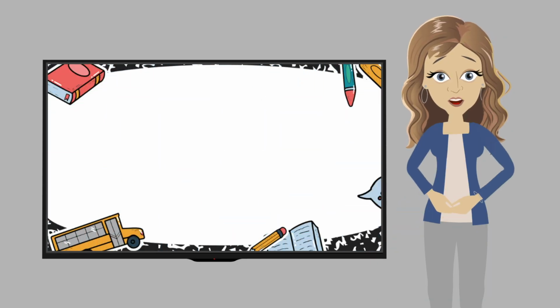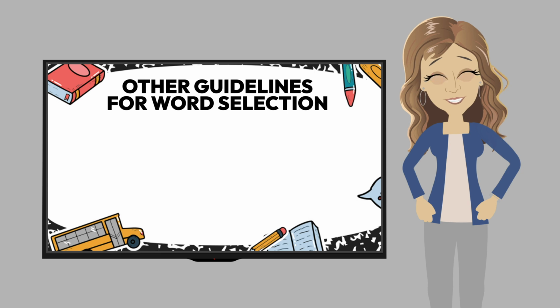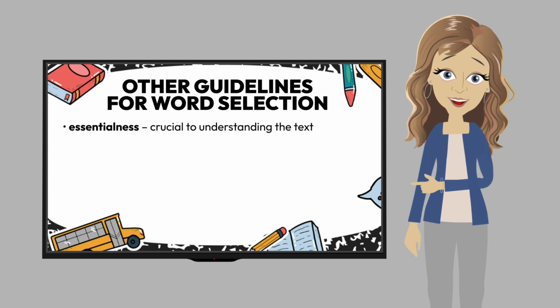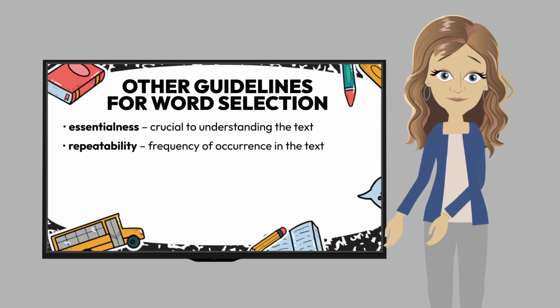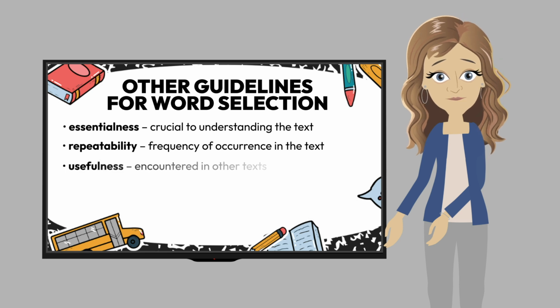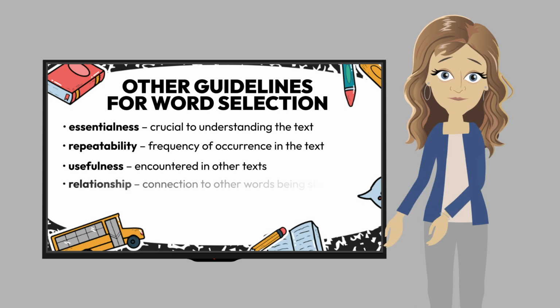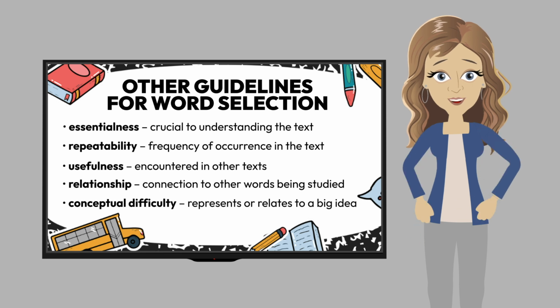After we explored the tier vocabulary framework, we also touched on a few other guidelines to consider for word selection and questions to ask yourself when choosing words to teach. Essentialness. Is the word crucial to understanding the text that is being read? Repeatability. What is the frequency of occurrence in texts that students will encounter? Usefulness. Will students encounter or use the word in other contexts? Relationship. Is there a connection to other words being studied or recently studied? Conceptual difficulty. Does the word represent or relate to a big idea to be learned?